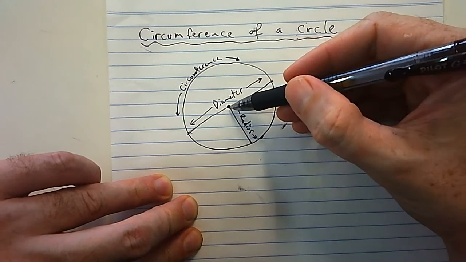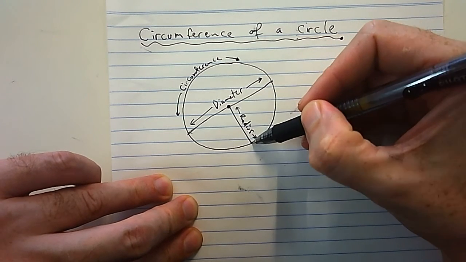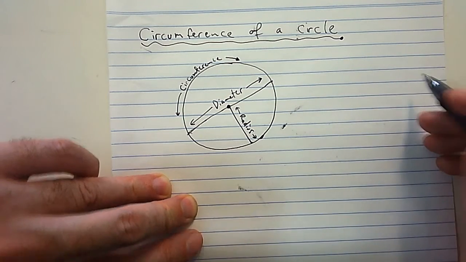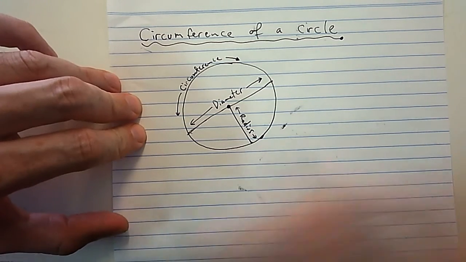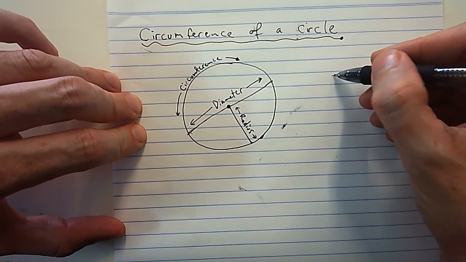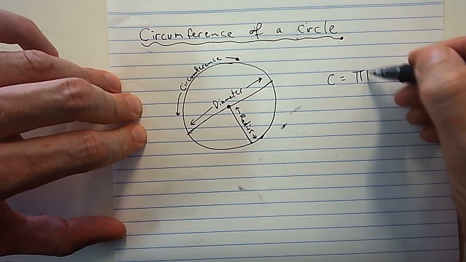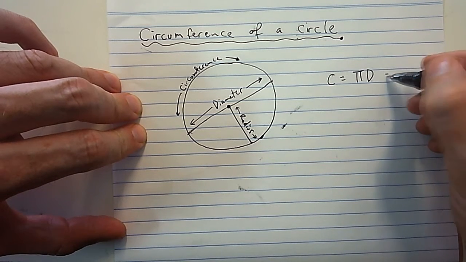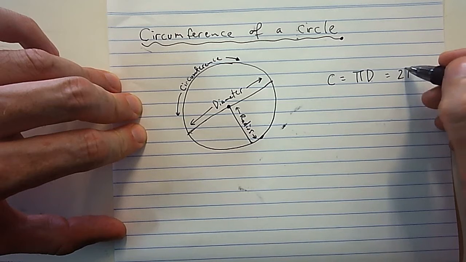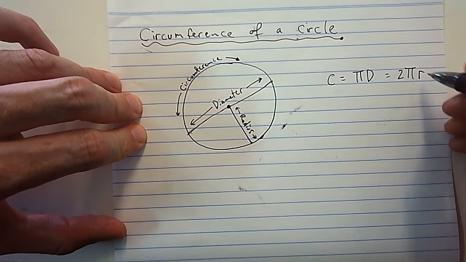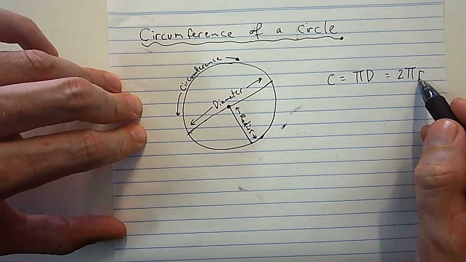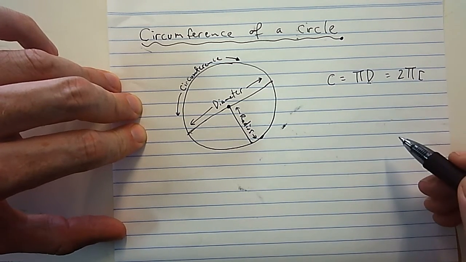The radius is from the center of the circle out to the circumference. Now there is a formula for the circumference of a circle. Circumference of a circle is equal to pi multiplied by diameter, which is the same as 2 pi r, where r represents the radius and d represents the diameter.